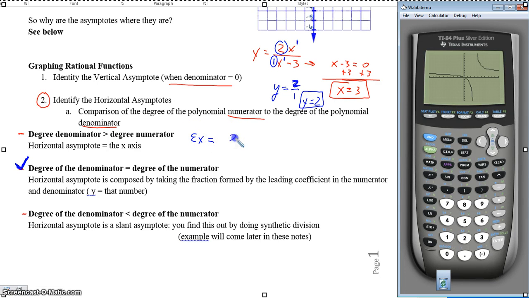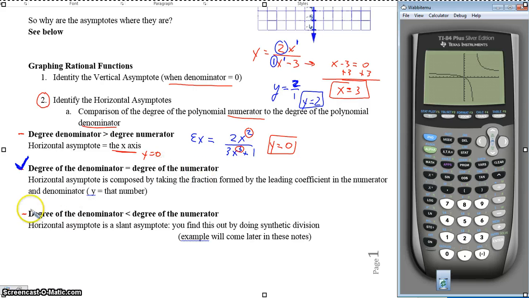If I have maybe 2x squared over 3x to the third plus 1. The degree of the denominator in this case, which is 3, is greater than the degree of the numerator, which is 2. The horizontal asymptote will always be the x-axis, so therefore that's the equation y equals 0. Whenever it's the x-axis, it's always the equation y equals 0.